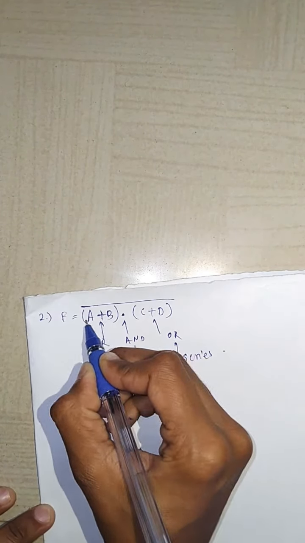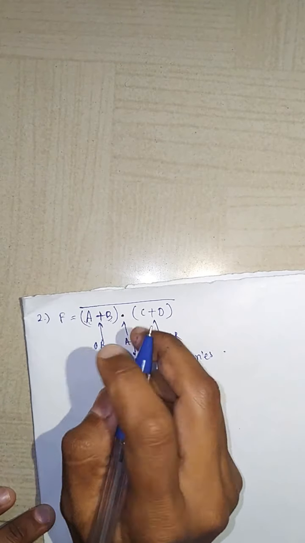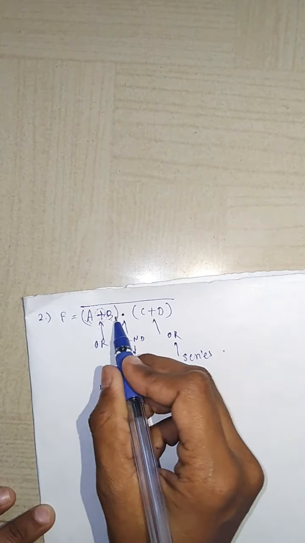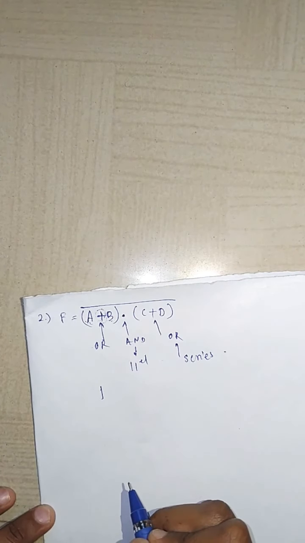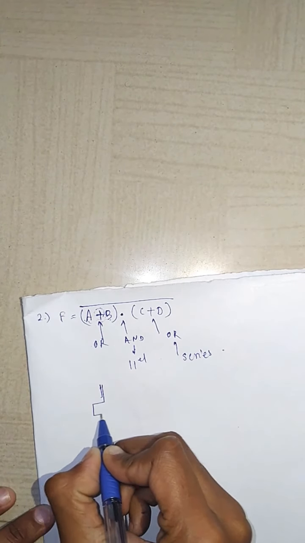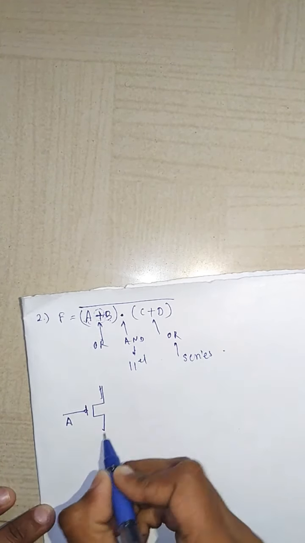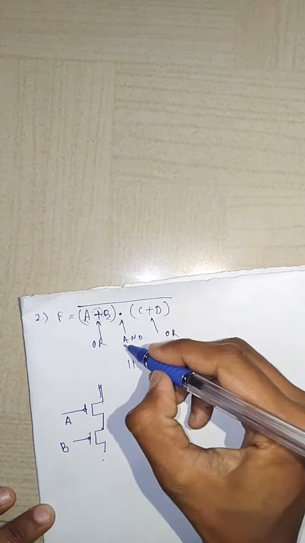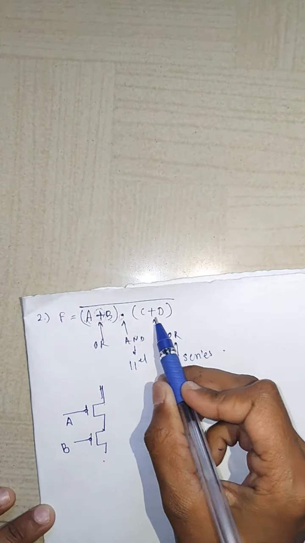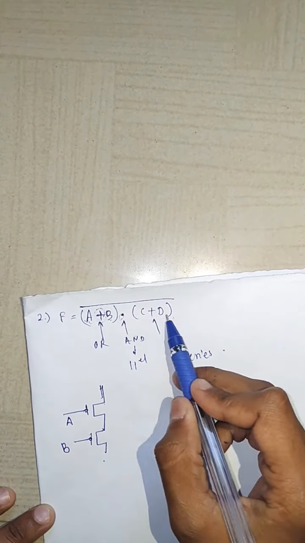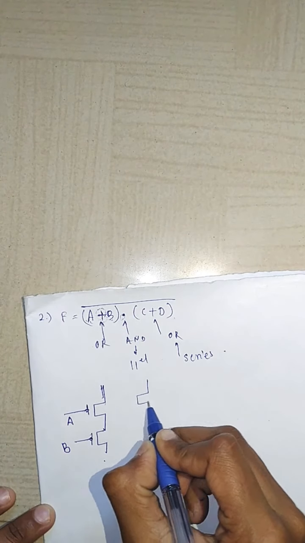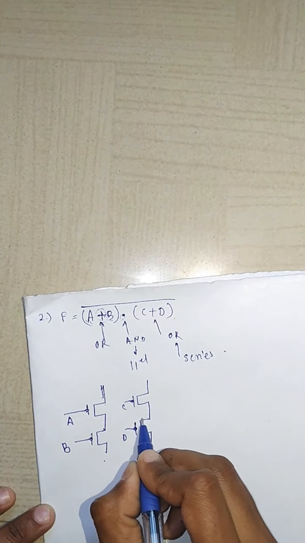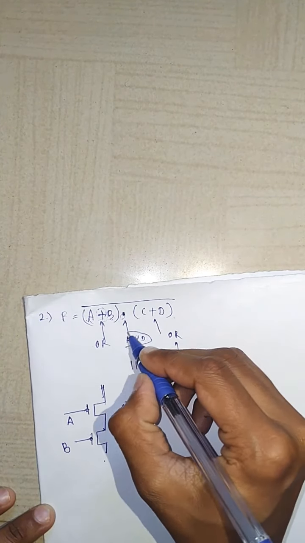So we have to draw first A and B. There are two inputs, so we require two p-type transistors, and there is an OR operation between them, right. So we have to take a series connection of two p-type transistors. So here is A, and here another transistor is B. These are connected in series. There is an ANDing operation with C or with D, so we have to take C and D inputs. C and D are connected in parallel because there is an ANDing operation between them.